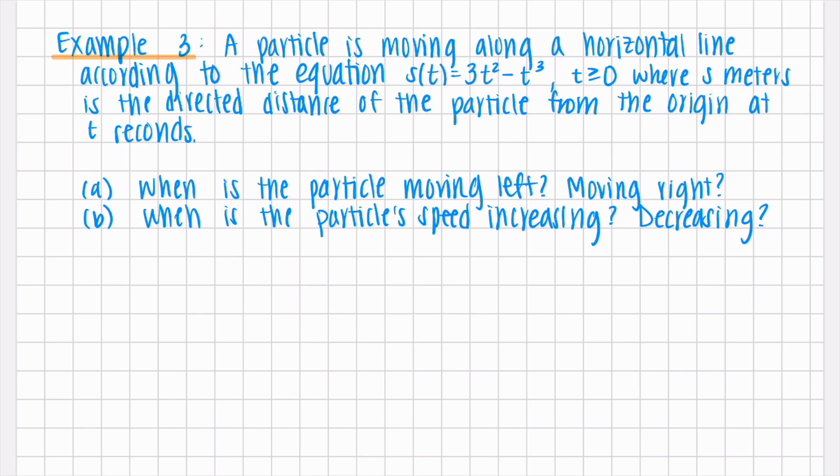For this one, it says the particle is moving along a horizontal line. They gave us a position equation for t greater than 0, where s is in meters and t is in seconds. We want to know when the particle is moving left and moving right, also when the particle's speed is increasing and decreasing. So for moving left and moving right, we need to look at the signs for v of t, just like we did in the first example. So I'm going to start with my s of t, and I'm going to take the derivative of that to get my v of t.